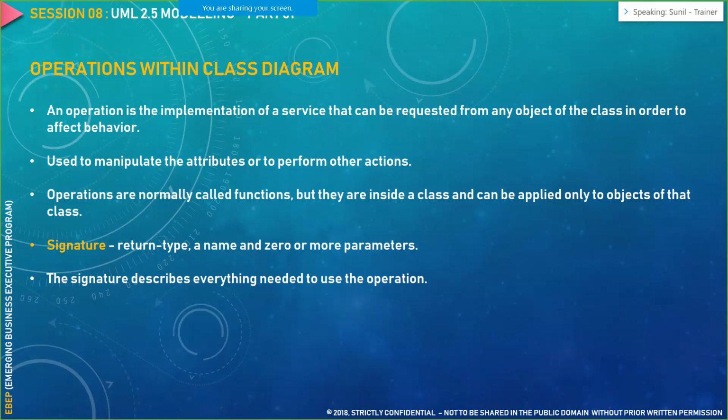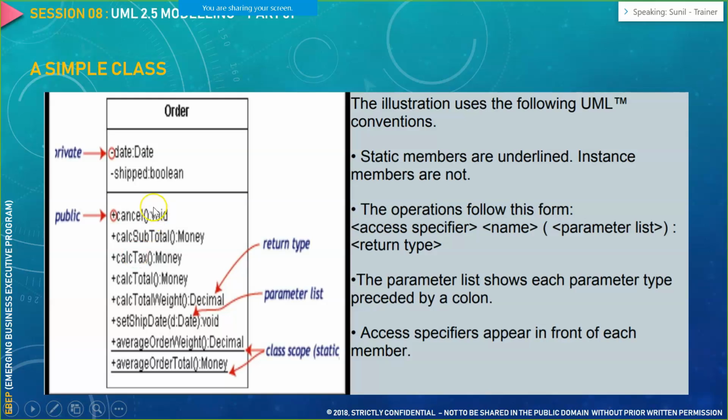Now these are some of the operations that you perform. What are operations that we perform in a particular class? An operation is the implementation of a service that can be requested from any object of a class in order to affect a behavior. It is used to manipulate the attributes or to perform more actions. And operations are normally called functions, or the signature, which should have a return type, and it may have parameters.